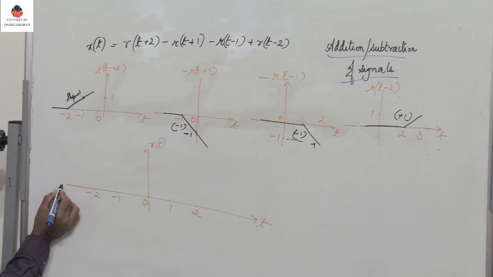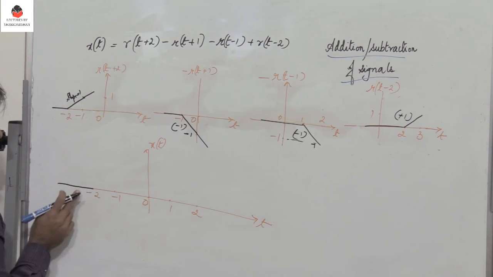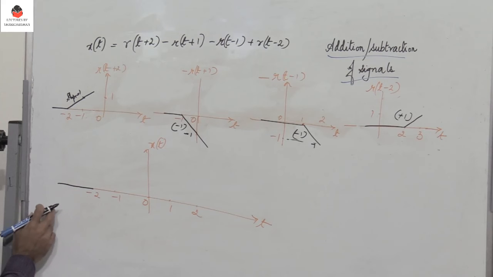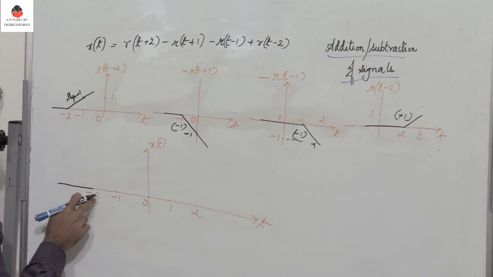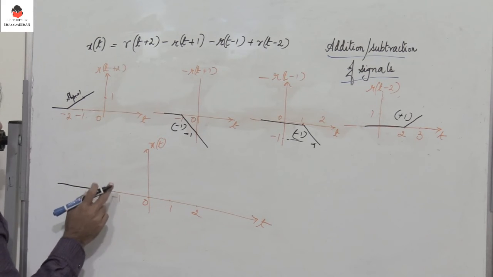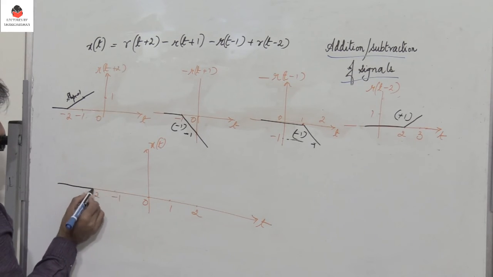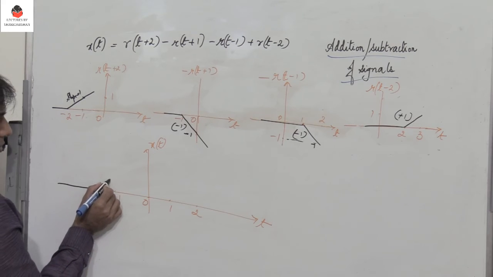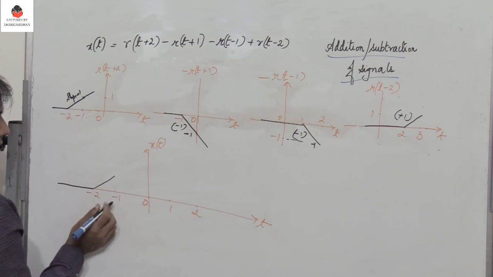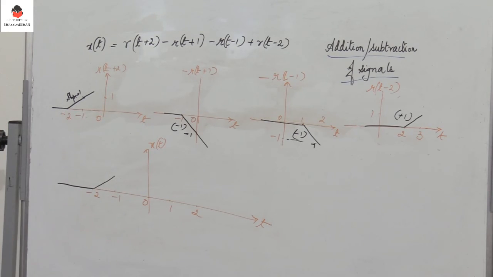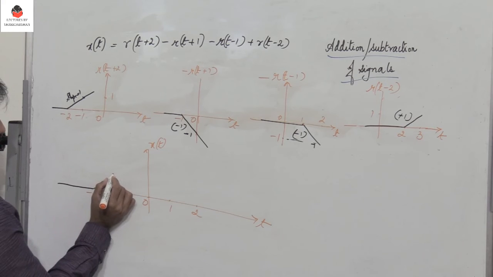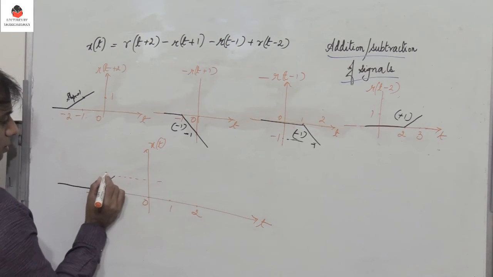So the given signal will remain 0 from -infinity to t equal to -2, and from t equal to -2 to -1, the signal goes on increasing. So the slope is 1. So the amplitude at t equal to -1 will be 1, right? So this amplitude will be 1.